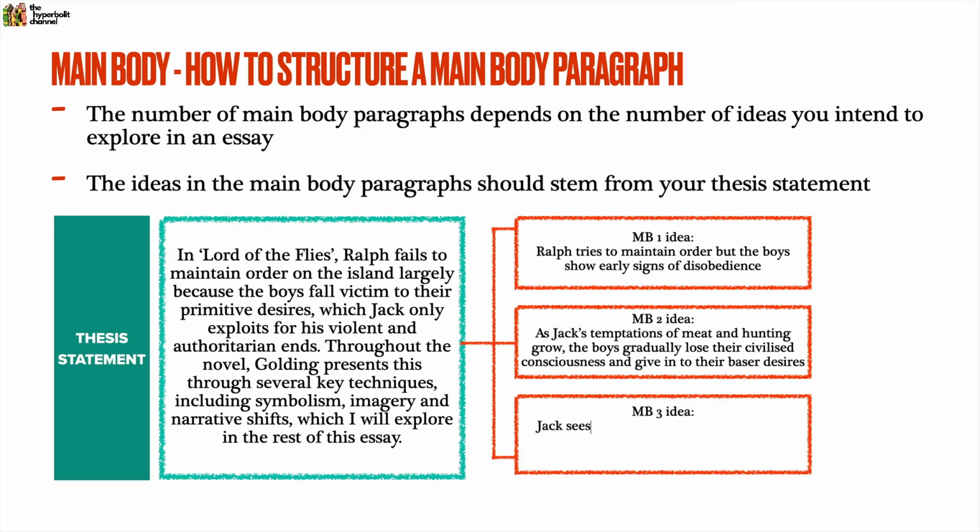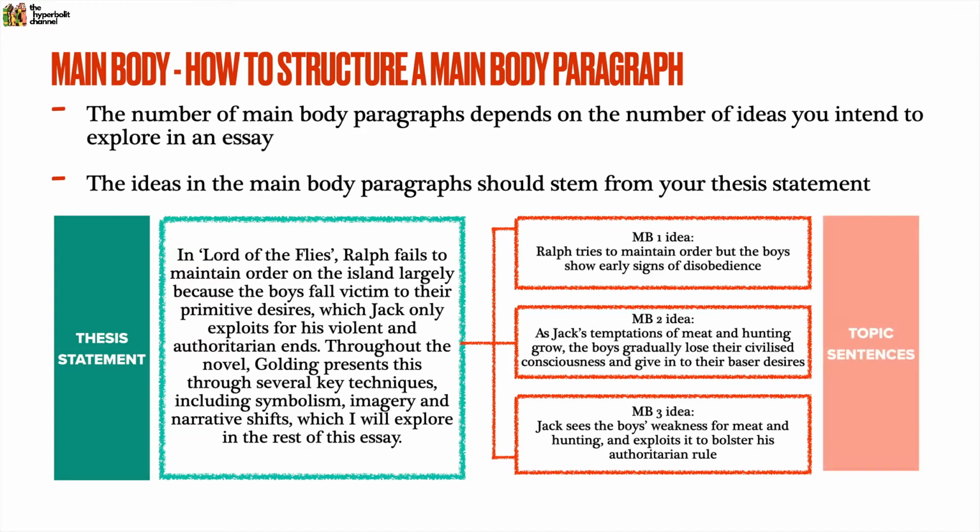And then the final idea would be that Jack sees the boys' weakness for meat and hunting, and so he exploits it to bolster his authoritarian rule. You see that these three ideas are all covered in the thesis statement, but now we're branching it into a more specific aspect for us to explore. And of course, these three key ideas, the way we phrased them, could also be the topic sentences for each of these main body paragraphs.